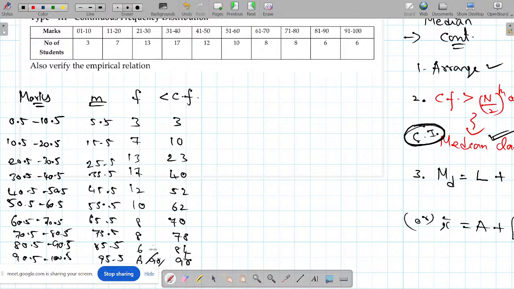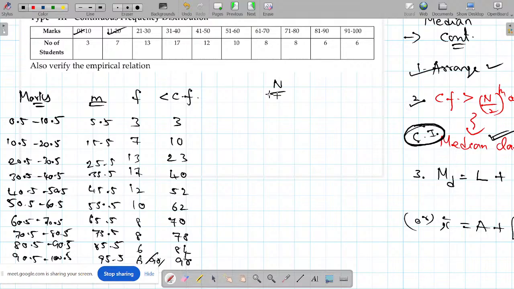Yes. So what's my first step? Arrange it. It's already in arranged format. How do you say it's in arranged format? See, it starts from 0 to 10, then 11 to 20. It's an arranged format only, no issues. Next step, I have to find the CF greater than the n by 2th observation.